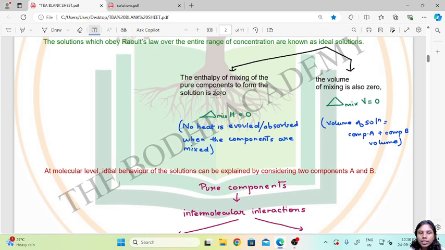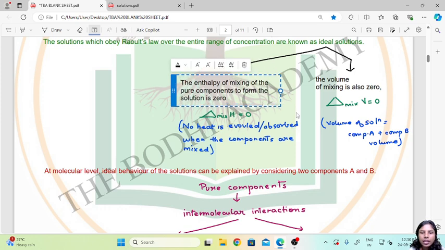In short, what these two properties are telling us is that no heat is evolved or absorbed when the components are mixed. On mixing these two liquids, there is no absorption or evolution of any kind of heat. So delta H, the enthalpy of the mixture, comes to be 0, and also the volume of the solution is the sum of both the components present in the solution, that is component A plus component B.